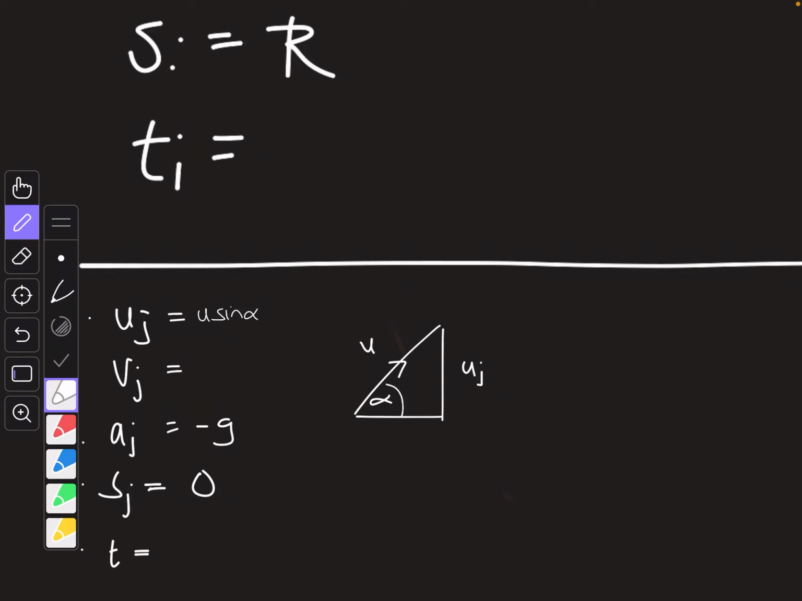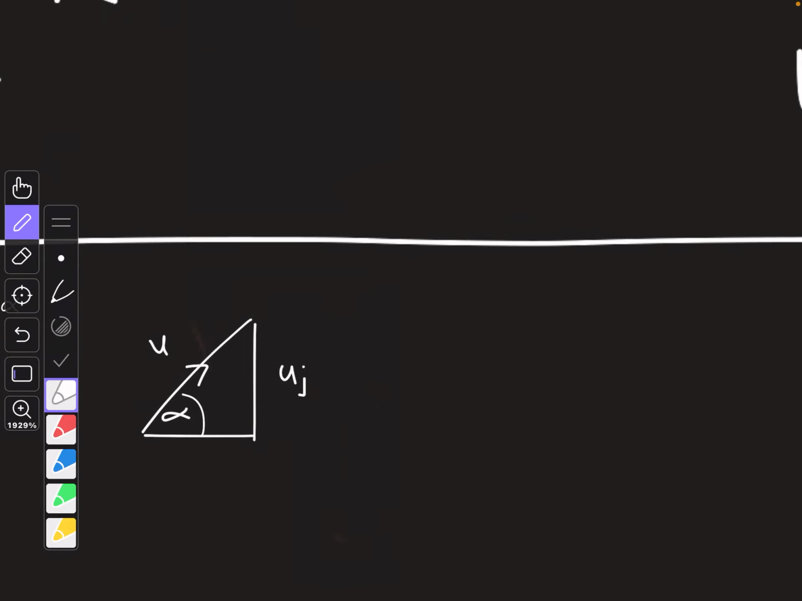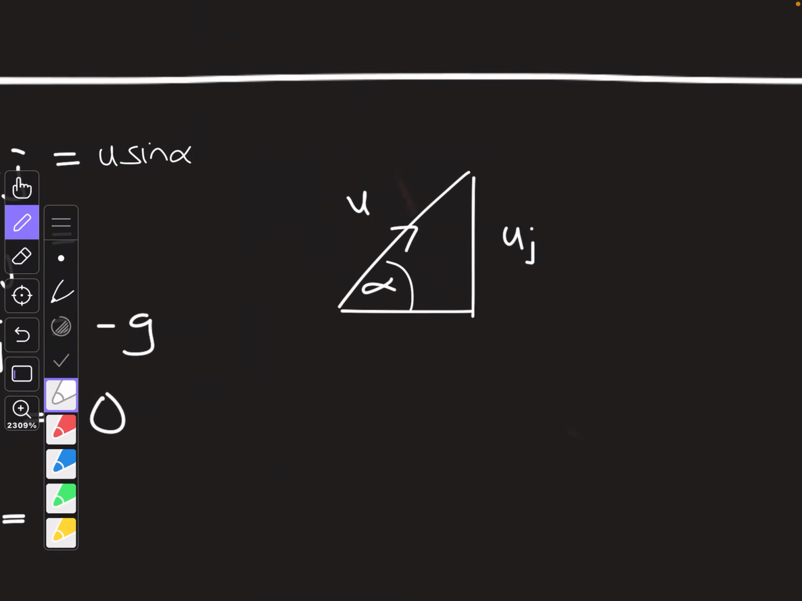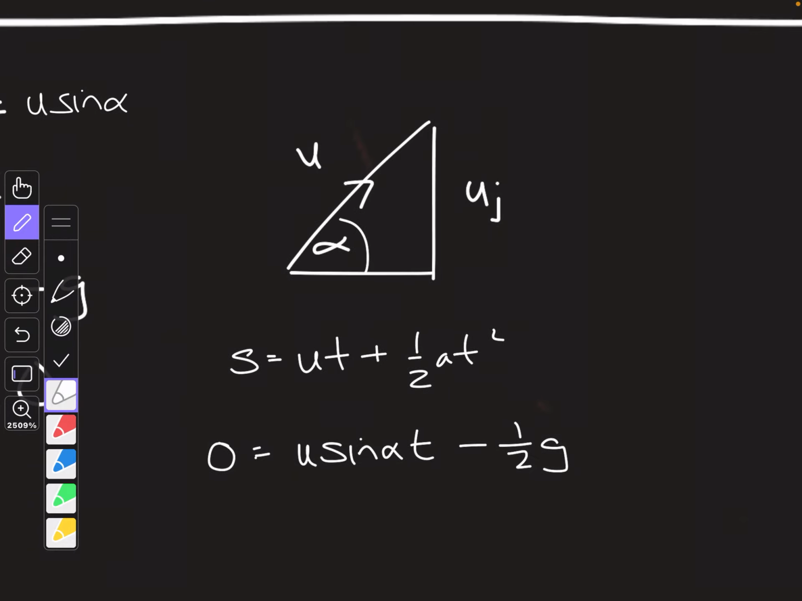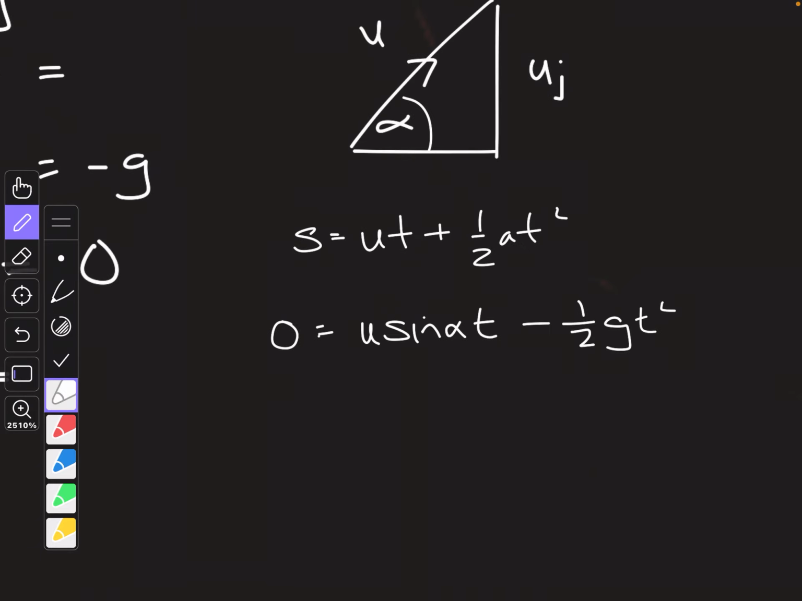What equation uses u, a, s and t? That would be s equals ut plus a half at squared. So our s is 0. Our u is u sine alpha, because remember this is uj, so it's u sine alpha t minus a half g t squared. Next, we're going to factorize. t goes into both of them, so t times u sine alpha minus a half gt.